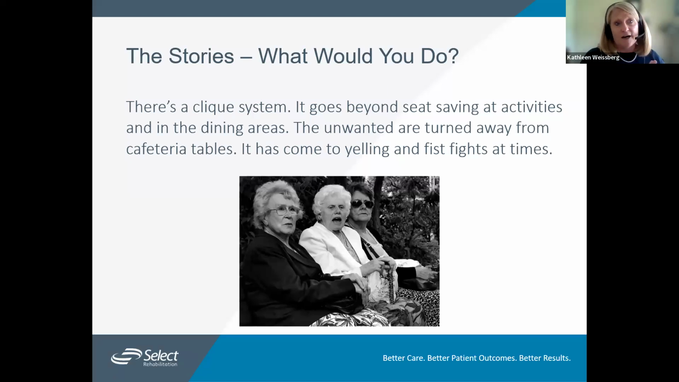First one, there's a clique system, and it goes beyond just seat saving. At activities, in the dining room, in a day space, whatever, the unwanted are turned away from the tables in the cafeteria. It's come to yelling, it's come to fistfights at times. What would you do? Give me some ideas. What do you think you would do here? And I'll just pause for folks to type in.